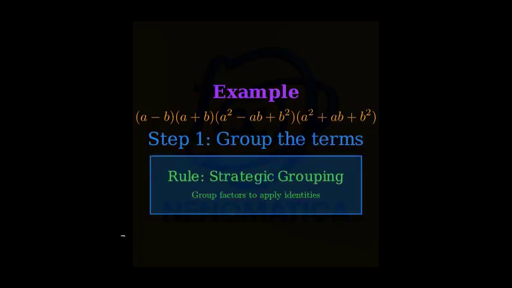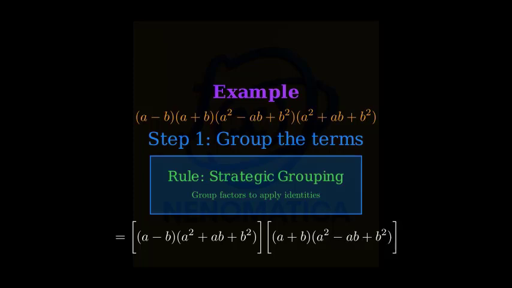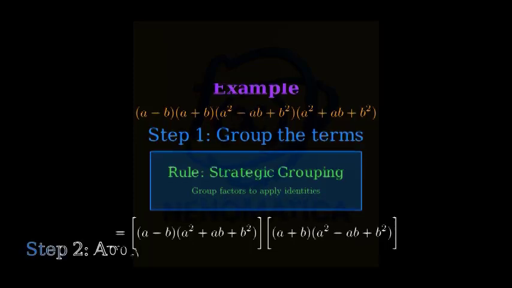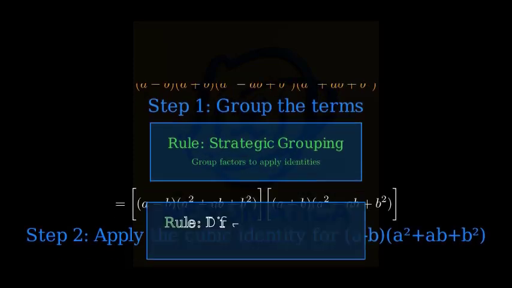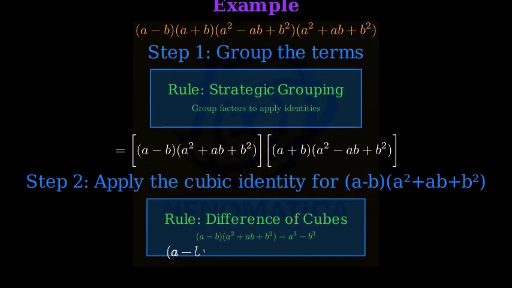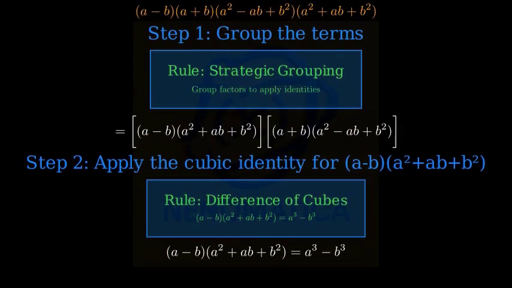First, we'll group a minus b with a squared plus ab plus b squared, and a plus b with a squared minus ab plus b squared. This grouping helps us apply known algebraic identities. For our second step, we'll apply the cubic identity (a minus b) times (a squared plus ab plus b squared) equals a cubed minus b cubed. This is a well-known algebraic identity for the difference of cubes.